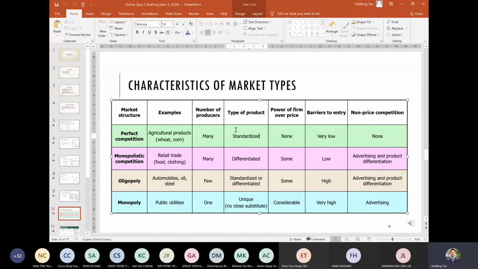Why? Because the products sold are homogeneous, or standard, or identical. So it's not differentiated, and it's very hard for the existing firm to control the price of the products in the market. So we call this scenario price taker. All the firms in the perfect competition market are price takers. They just accept whatever price is determined by the market. Price taker.